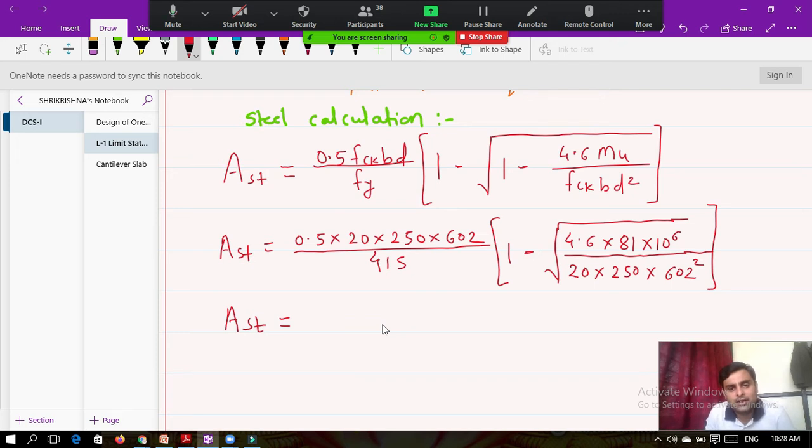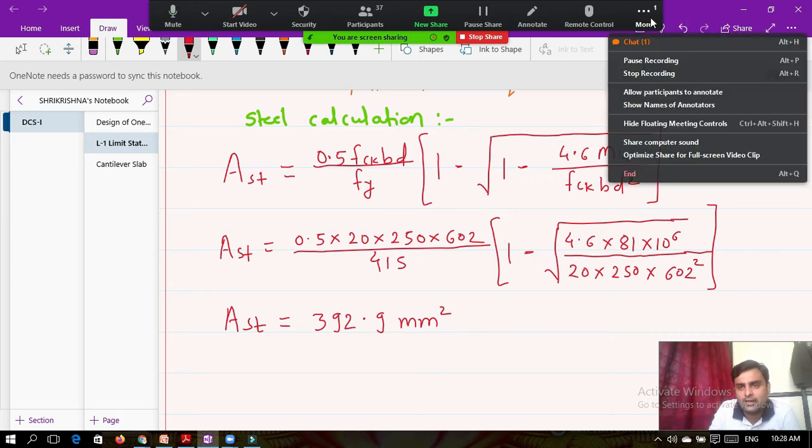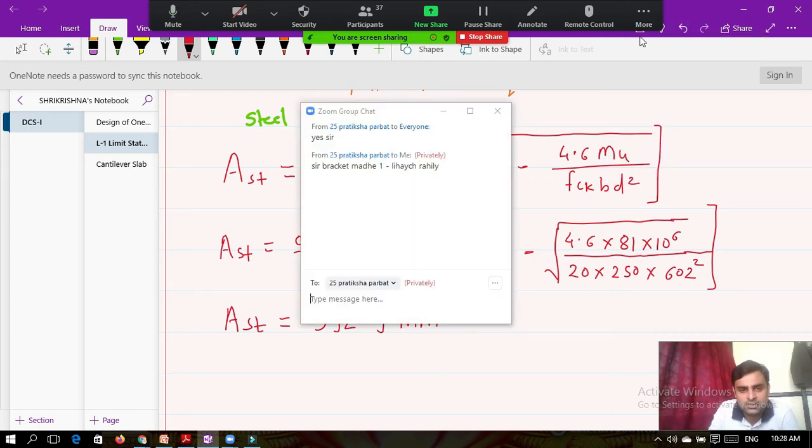Okay, accordingly we will do the corrections. Because as this is an unsolved problem, I don't have the answers of this problem. So I am also solving along with you. Sir, what is the 392.9? Okay, the answer is 392.9 mm square. This is the answer.